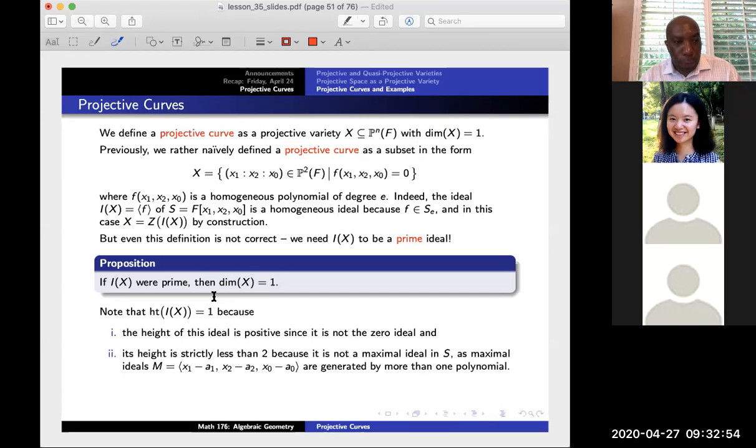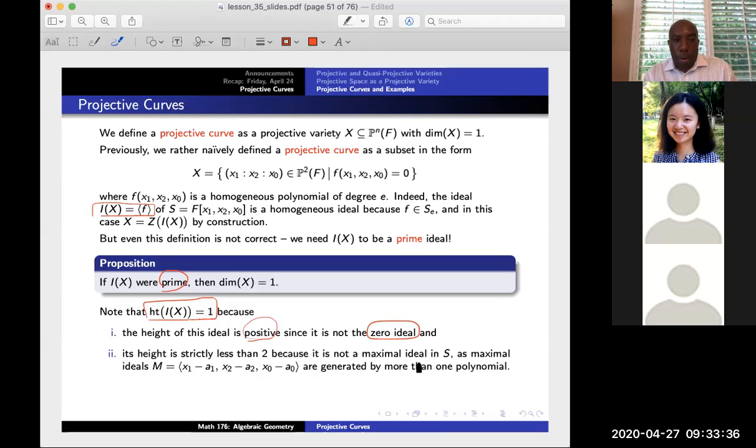All right. First, I'm going to make an observation that the height of this ideal has to be 1. Remember, right now I'm assuming that I is the ideal generated by f, and I will assume that I is prime. Let's make these two assumptions here. First of all, the height we know is a non-negative integer, because we have this chain of prime ideals. We know that the height is positive because this is not the 0 ideal.